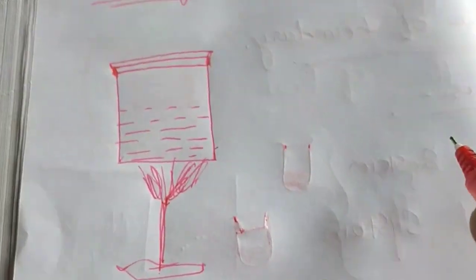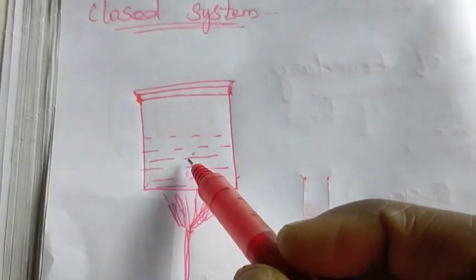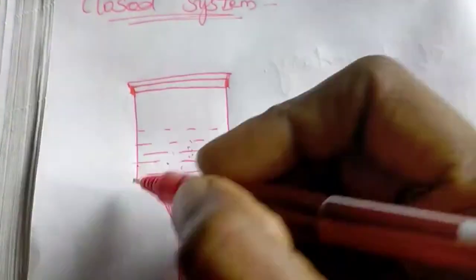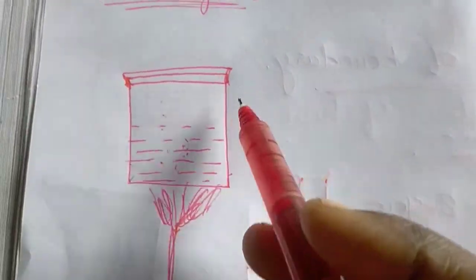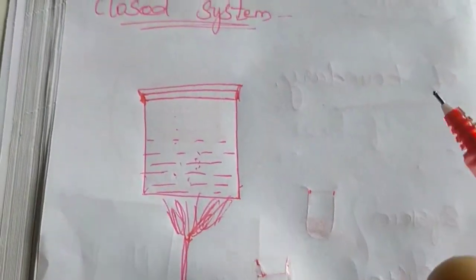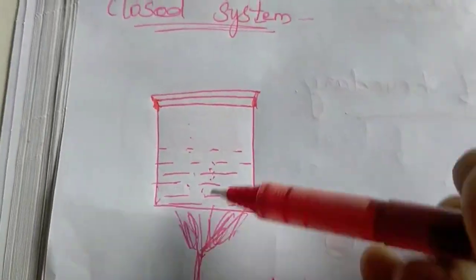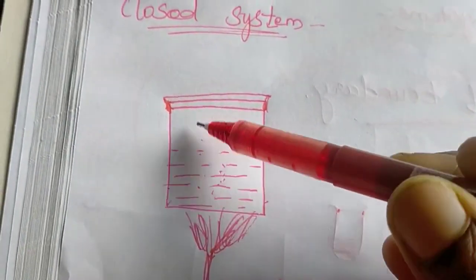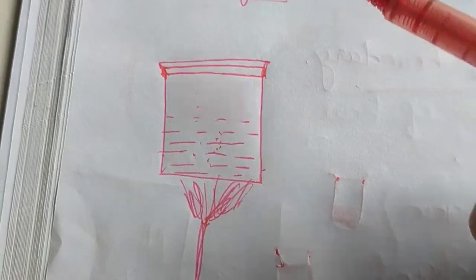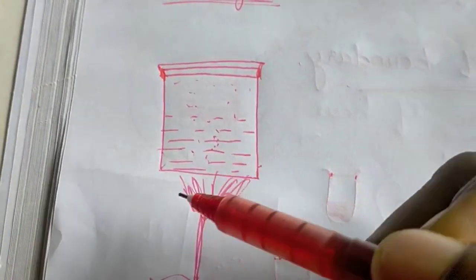This is a closed system. When you boil this system, the water particles present in that system will evaporate and are not released into the environment, because the mouth of that beaker is closed. So because of this closed system, the water particles present in that beaker are not released into the environment. All the water particles remain inside the beaker.